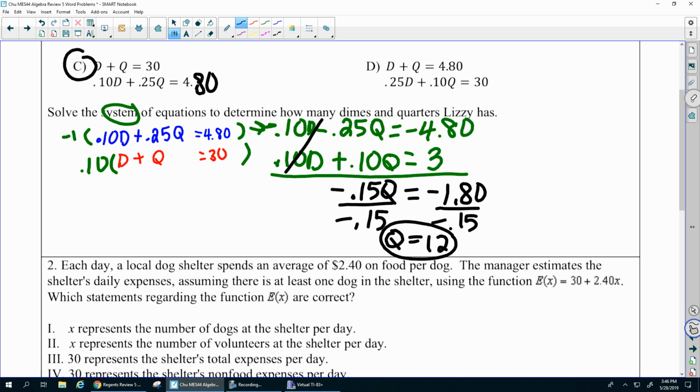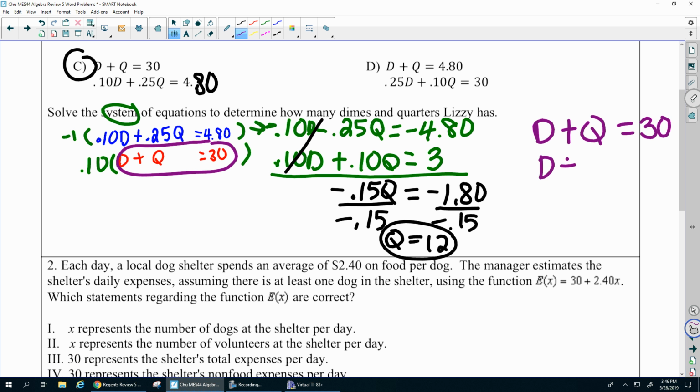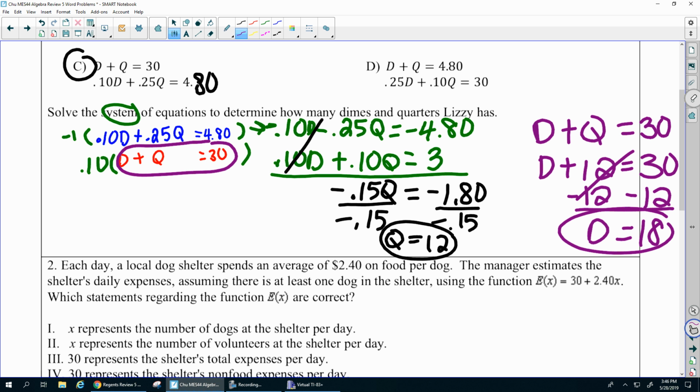If I want to find out the number of dimes, I'm going to take one of my equations. Let's take this one because there's less decimals. D plus Q is equal to 30. Well, I know I have 12 quarters, so D plus 12 is equal to 30. Minus 12 from both sides. I get that I now have 18 dimes and 12 quarters.